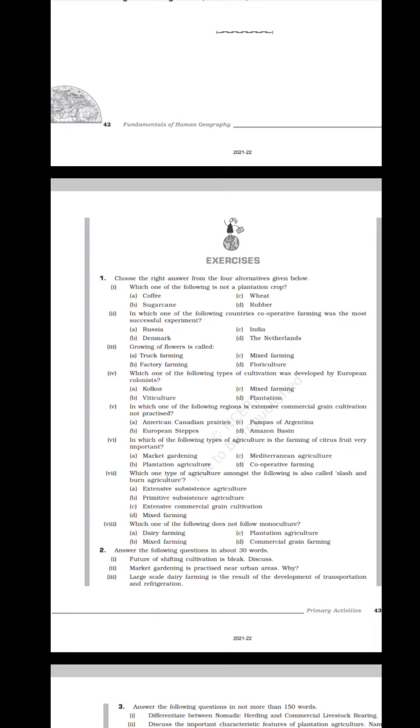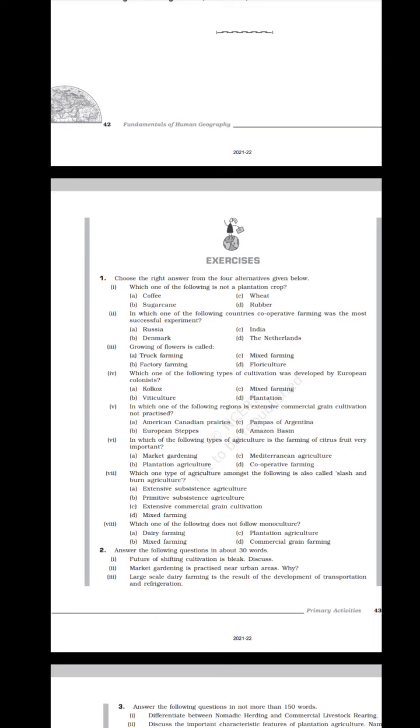In which of the following types of agriculture is the farming of citrus fruit very important? Market gardening, Mediterranean agriculture, plantation agriculture, cooperative farming. Which one type of agriculture amongst the following is also called slash and burn agriculture? Extensive subsistence agriculture, primitive subsistence agriculture, extensive commercial grain cultivation, mixed farming.